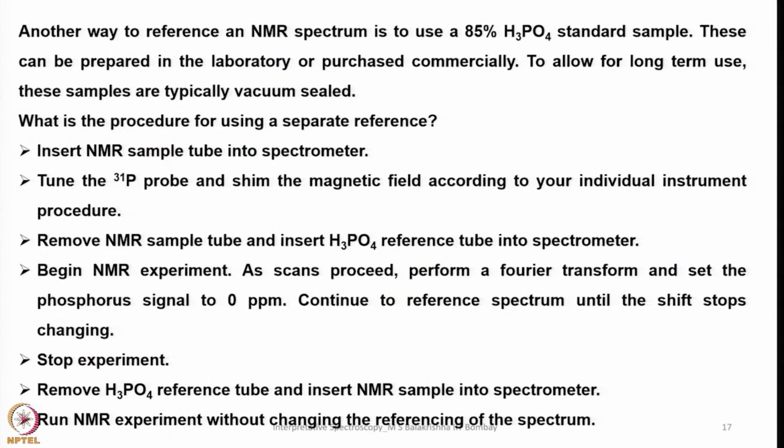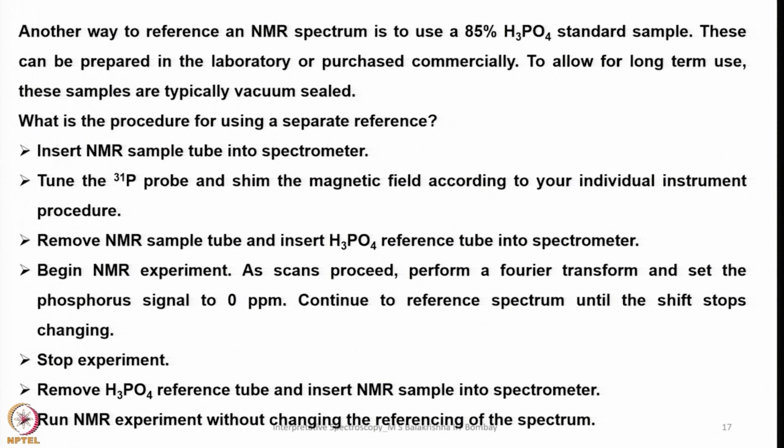Another way to reference an NMR spectrum is to use 85% phosphoric acid as a standard sample. These can be prepared in the laboratory or purchased commercially. It's very easy to make, provided we have a glass blower in our laboratory. To allow for long-term use, these samples are typically vacuum sealed. So what is the procedure for using a separate reference?